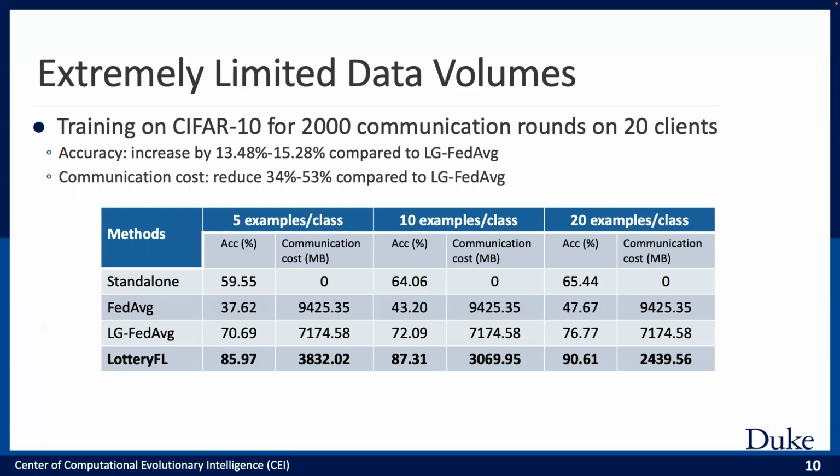By the way, people are going to ask me, why does standalone have a low accuracy? Because standalone basically means we don't personalize our model. We have a uniform model across all the clients. And the communication cost is also reduced by one third to more than 50% compared with LG federated learning, as we show here.